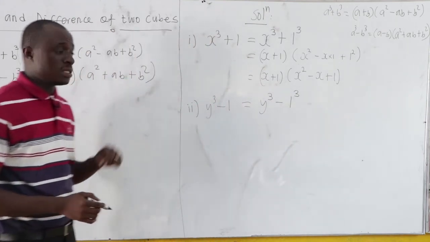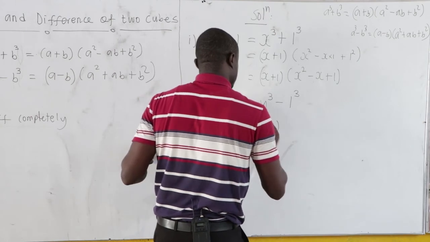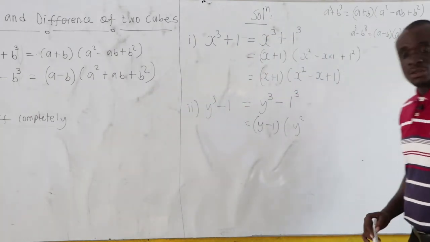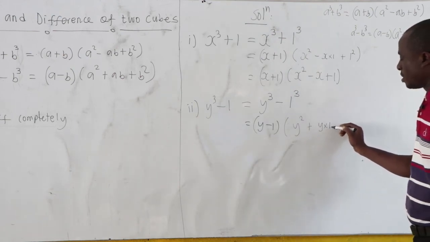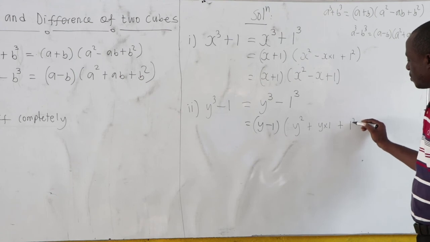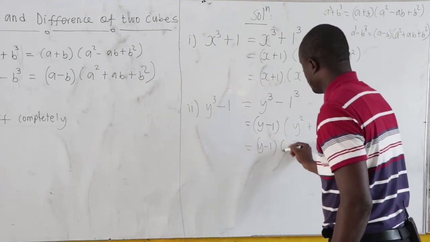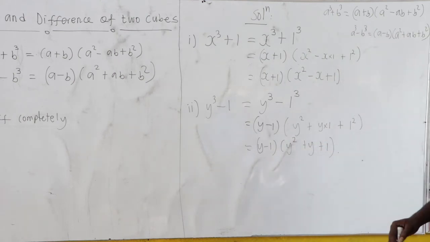1 to the power 3 is the same as what? 1. So here this becomes y minus 1. And then here we have what? a squared, which is y squared, plus ab, which is y times 1, plus b squared, which is 1 squared. And this is just (y minus 1)(y squared plus y plus 1).